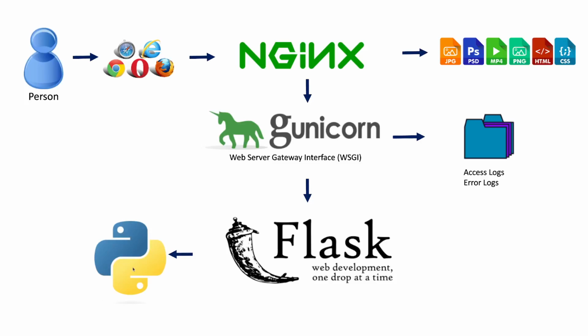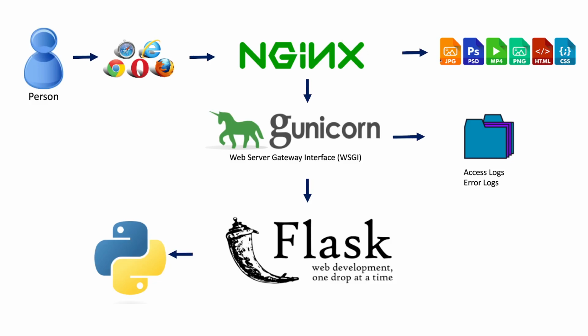When you write a program in Python and you want users to be able to access it from the web, they have to be able to talk to your program. And the way that happens is through this stack. And I'm going to explain this really quickly. So a browser typically goes to a web server. And in this case, we're talking about Nginx.